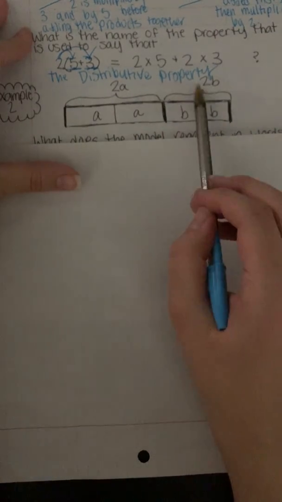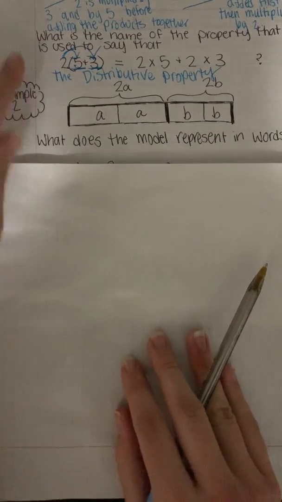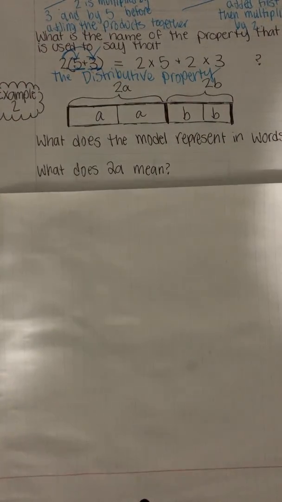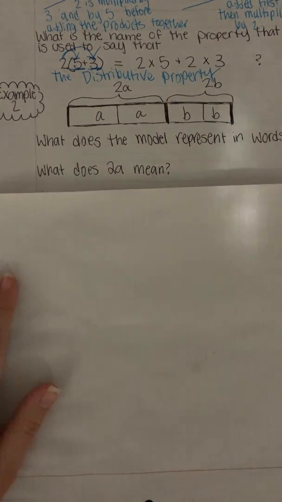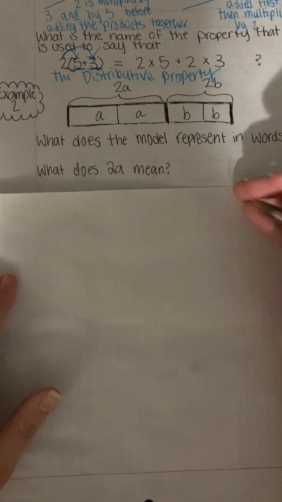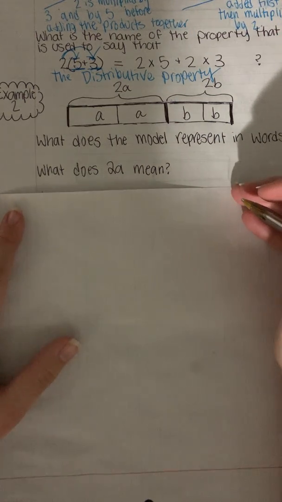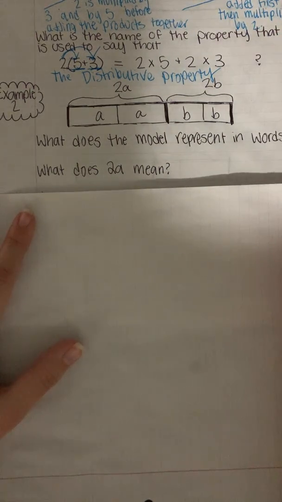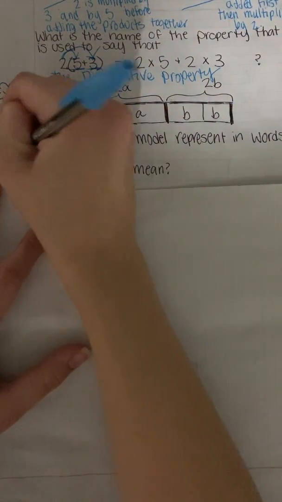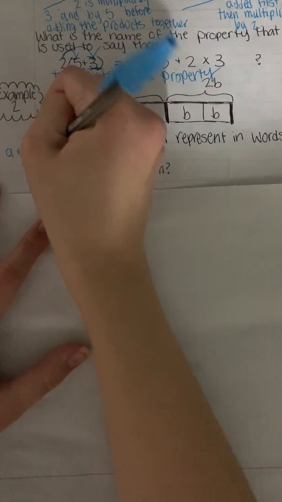So go ahead and draw this. This time I'm using A's and B's. So here we have 2A and we have 2B. What does the model represent in words? So this is showing A plus B plus B, A plus B plus B.